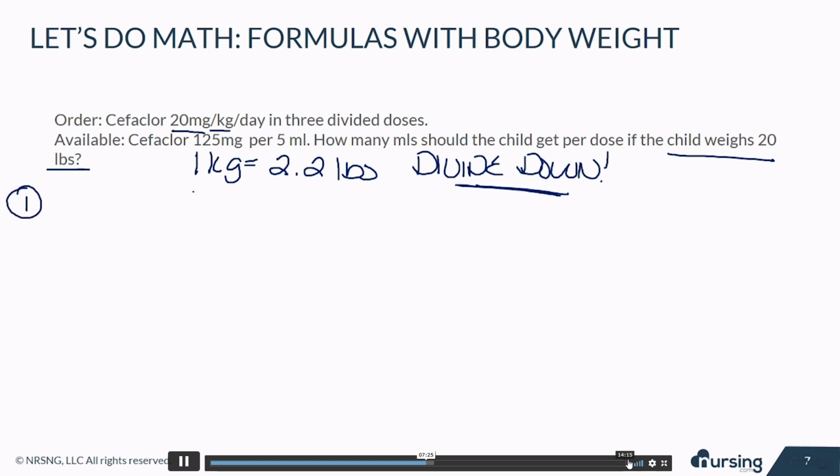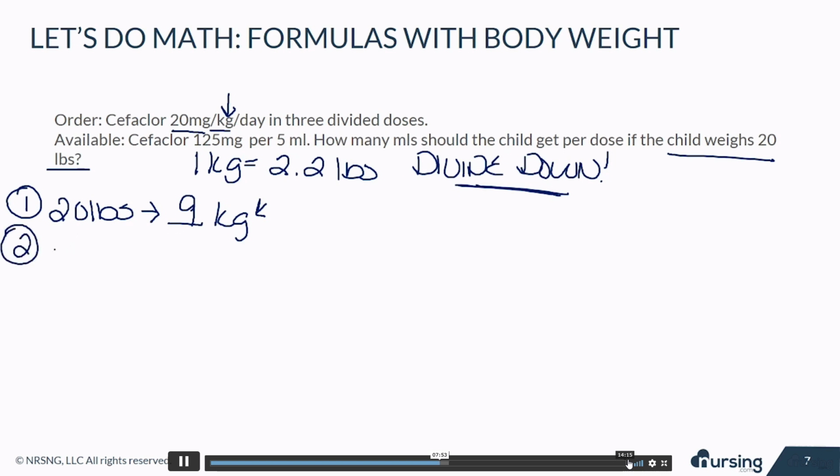So what we want to convert is the child's weight in pounds to kilograms, okay? I'll let you stop and do the math. Okay, if you did the math correctly, you should come up with 9 kilograms. So our child is now 9 kilograms. Now we have something that we can work with, right? Everything matches. So now we're going to use the body weight formula.